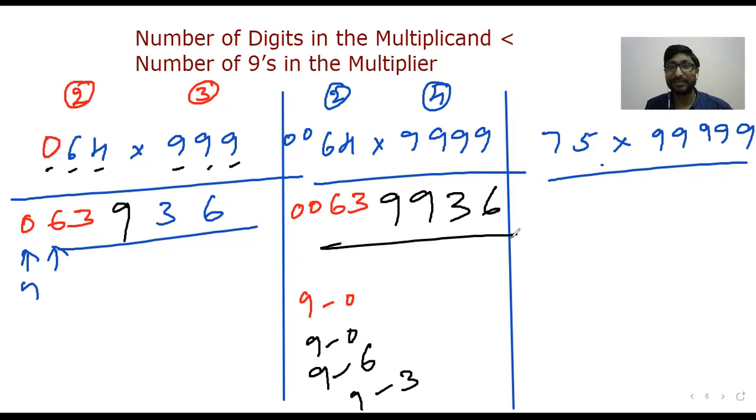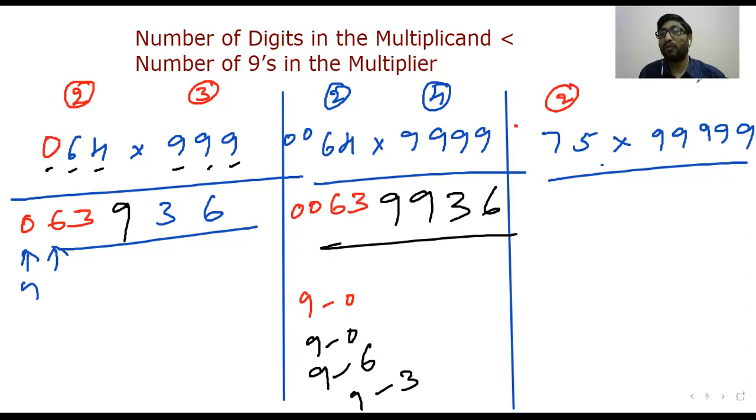Very simple. If you observe here, I'll tell you the observation. How many digits are here? 2 digits. How many digits are here? 5 digits. The difference is how many? 3 digits. Add 3 zeros. So 0, 0, 0, 7, 5. So simple. So the answer is going to be 0, 0, 0, 7, 4.